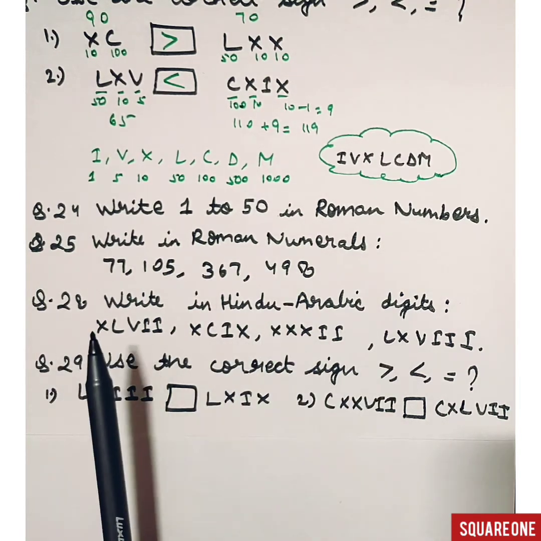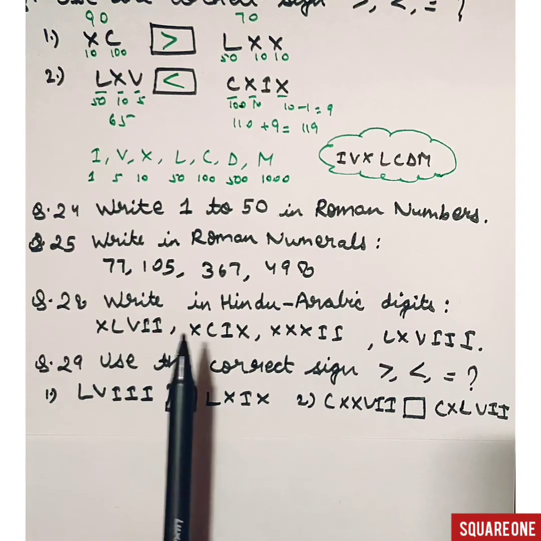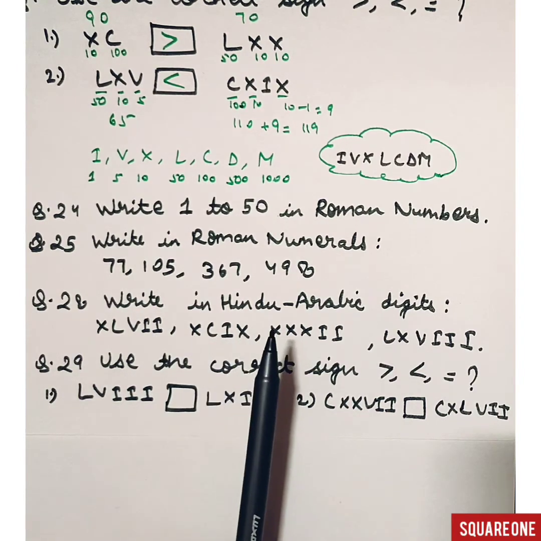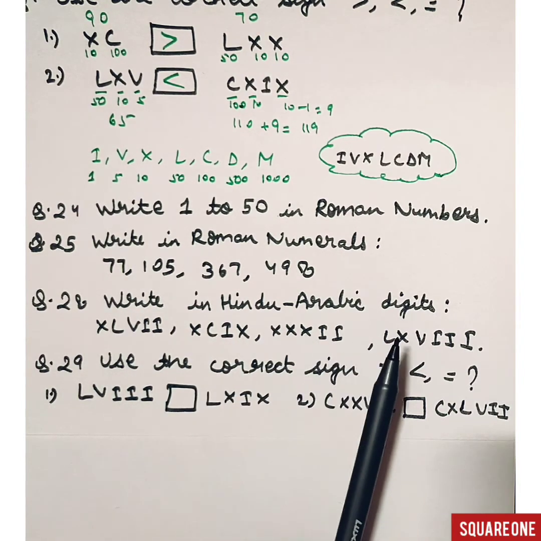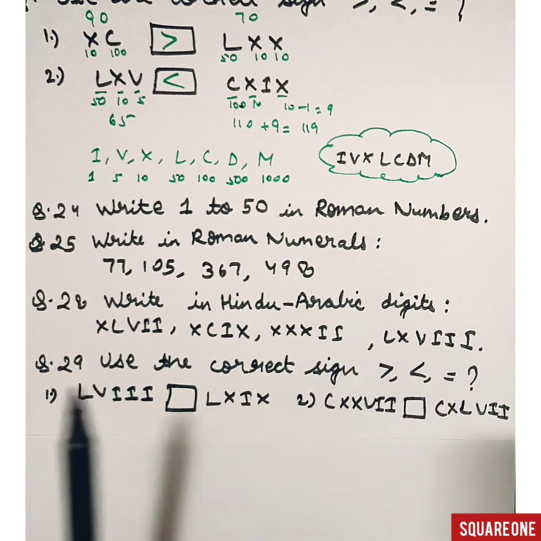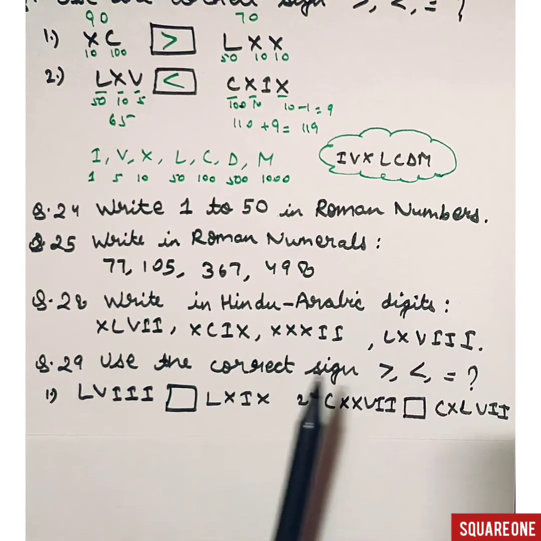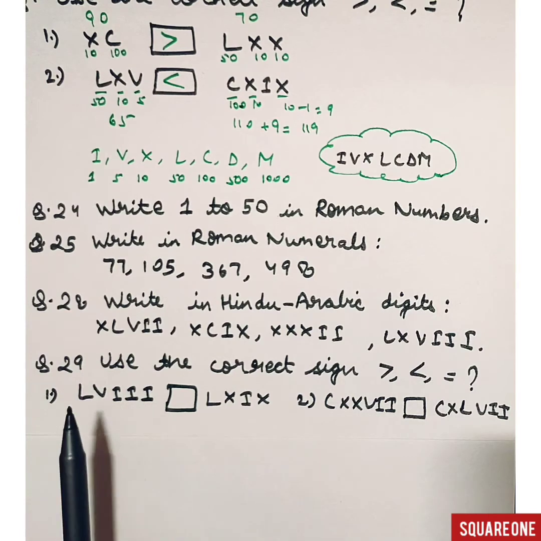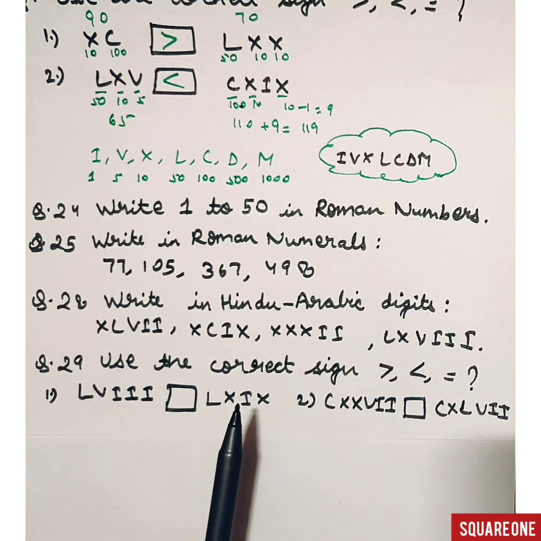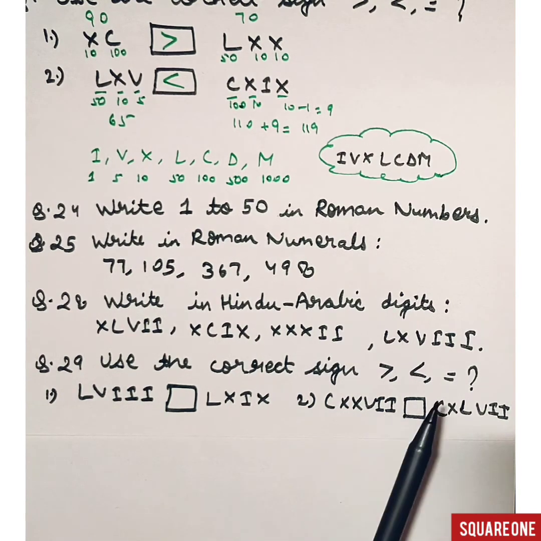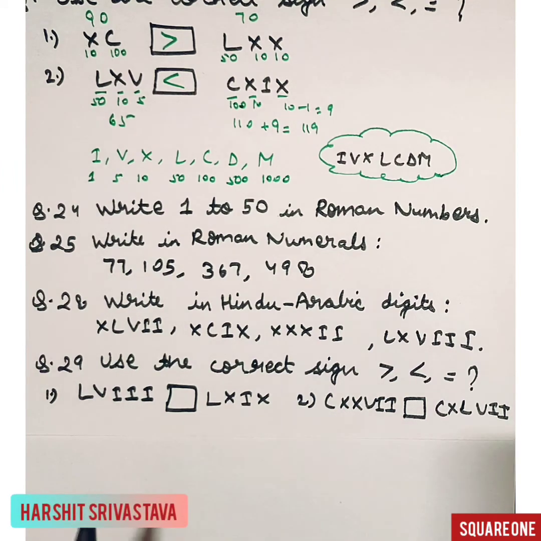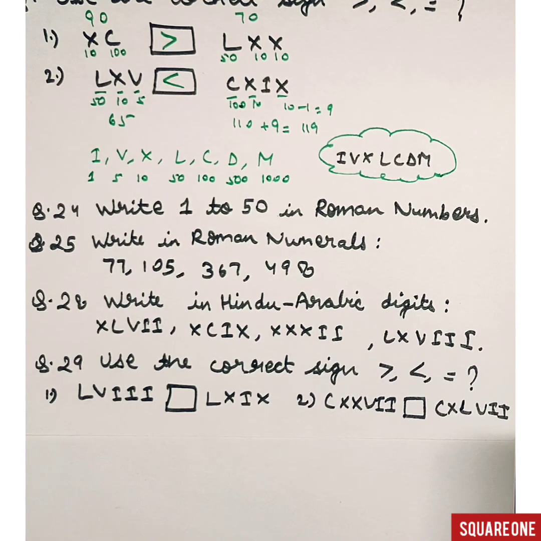Find out these numbers: XLVII, XCIX, third is XXXII, then LXVIII. Last question is use the correct sign greater than, less than or equal to LVIII, LXIX, CXXVII and CXLVII. Find out these questions, and in the next video we'll be discussing these answers, and I will also be providing the solutions to the first exercise.